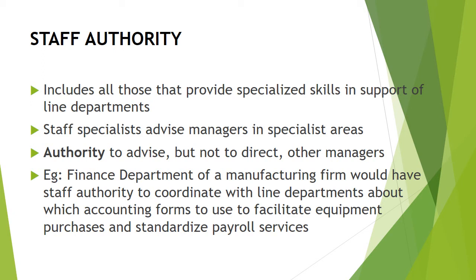Proceeding to staff authority. It is whereby you have a specialist, and the role of staff authority is to advise managers in specialist areas. One point to be noted is that there is an authority to advise but not to direct. It means that while performing staff authority, the specialist has the role of advising and not directing. It depends upon the line officer whether to include the advice or not.